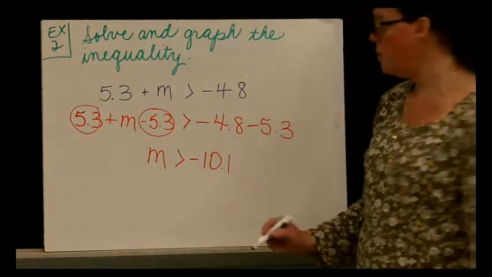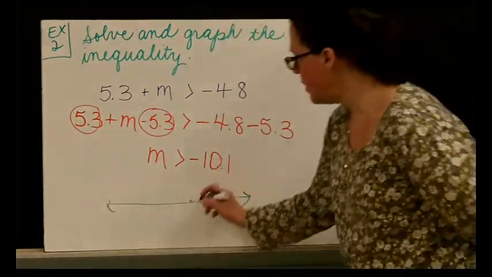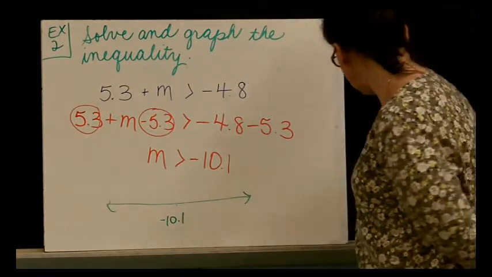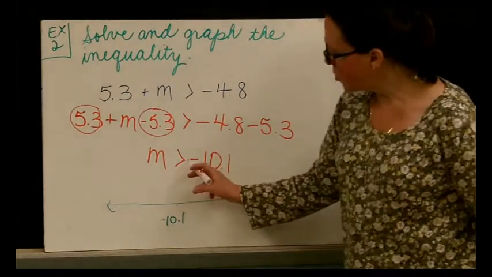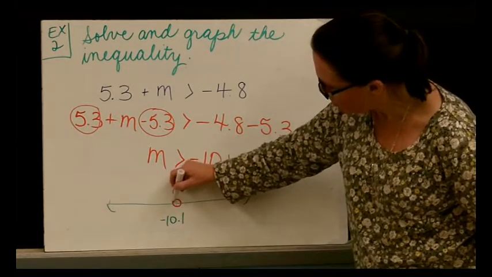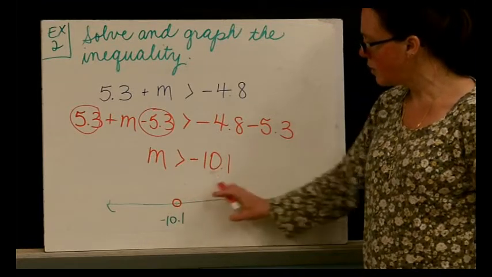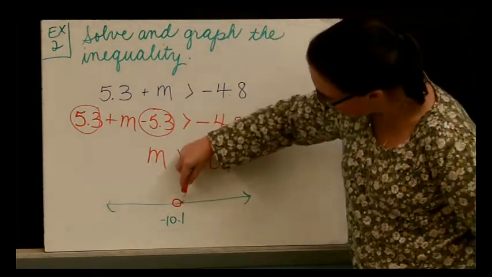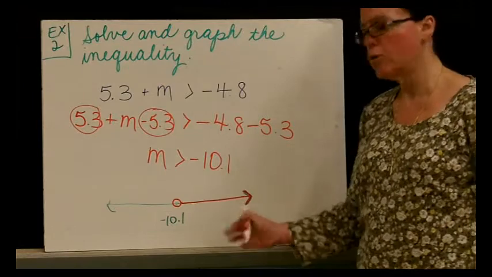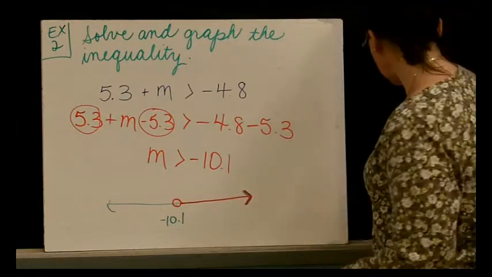And now what we're going to do is graph our inequality. We have to graph our solution. So we'll make a number line, and we'll put on it a negative 10.1. And we see that m is greater than negative 10.1. Greater than means we keep an open circle above that number. Since every number in the solution set is greater than a negative 10.1, we make our arrow moving toward the right because it's in this part of the number line. The numbers are greater than a negative 10.1.